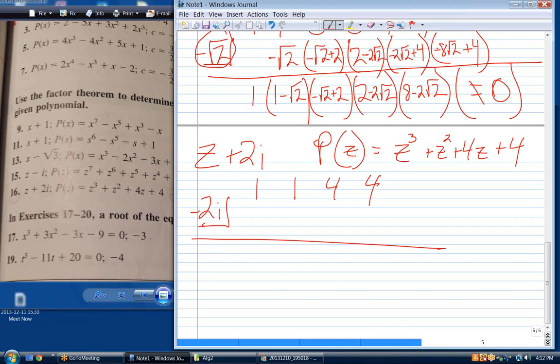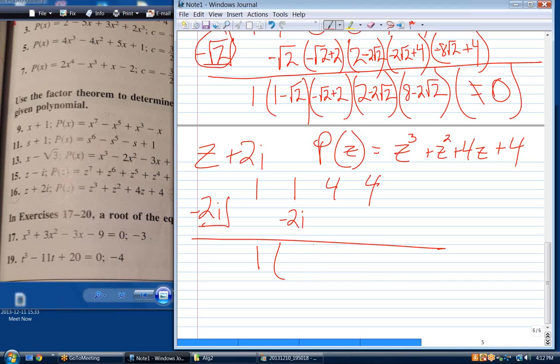Okay, so let's do synthetic division. Let's see what happens when we divide this into this trinomial. Goes here. So, you'd get a negative 2i. Okay. Now when you add these two together?